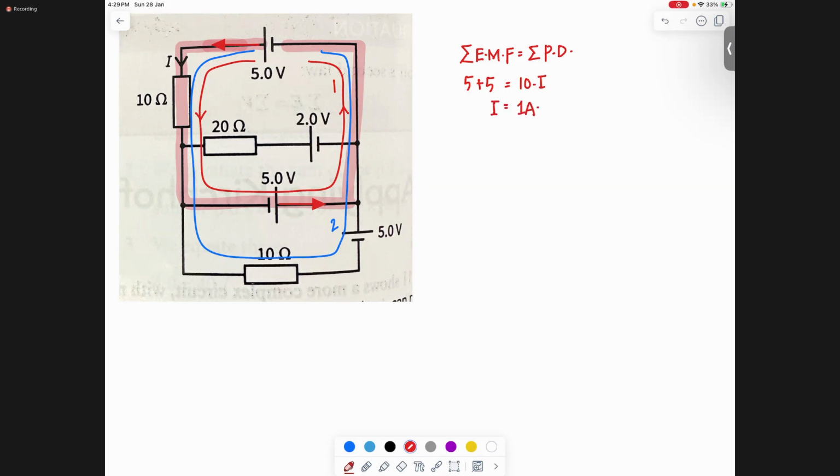Now, if you had taken some other loop, same answer. Let's take the blue loop, this whole thing here. Do we get the same values or not? Let's see. What's my sum of EMF in this blue loop? Same, 5 plus 5. So 5 plus 5 equals what? What's the sum of PD here?